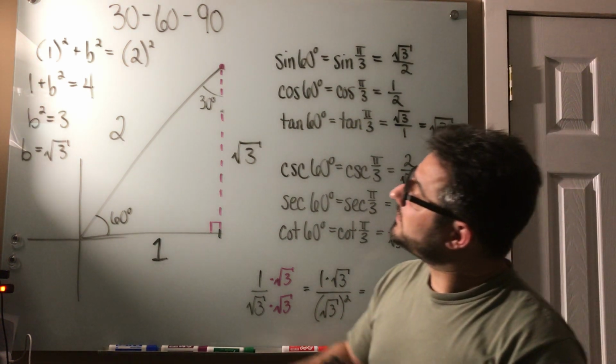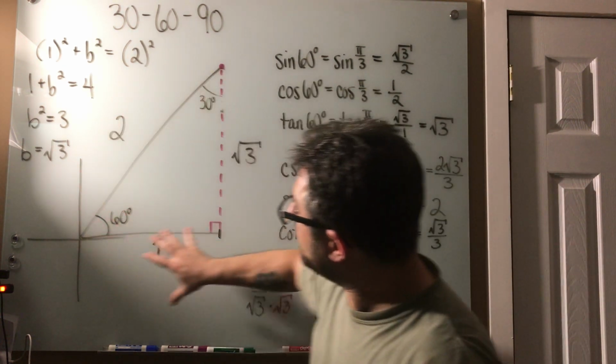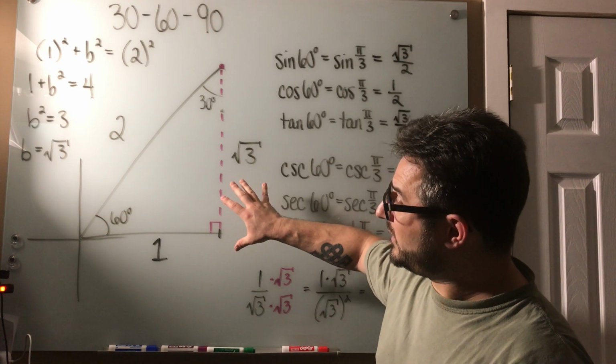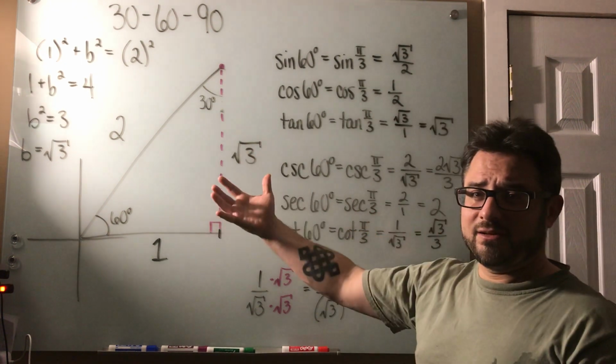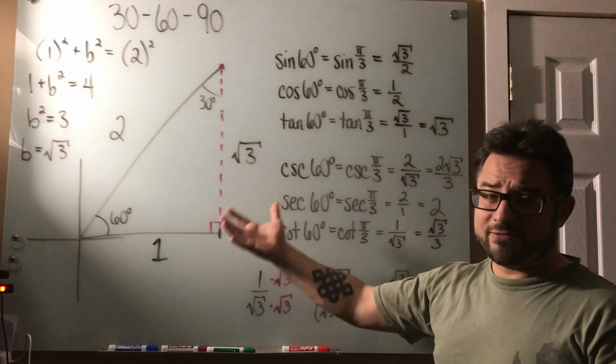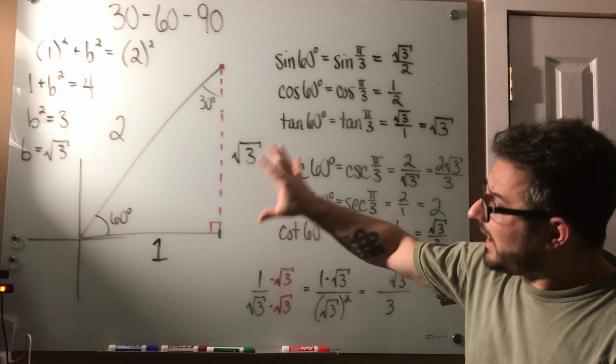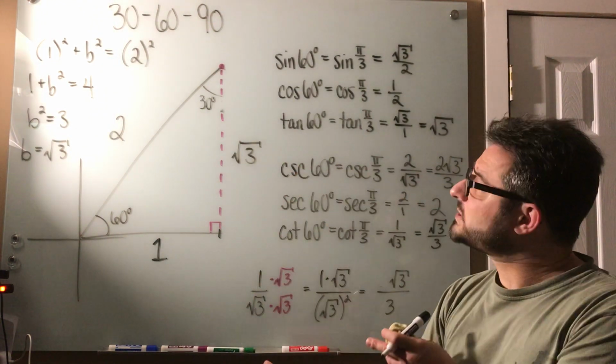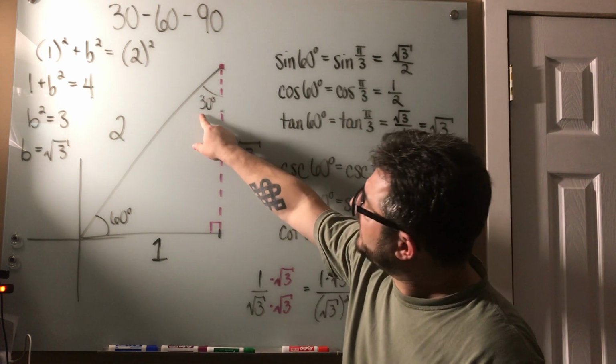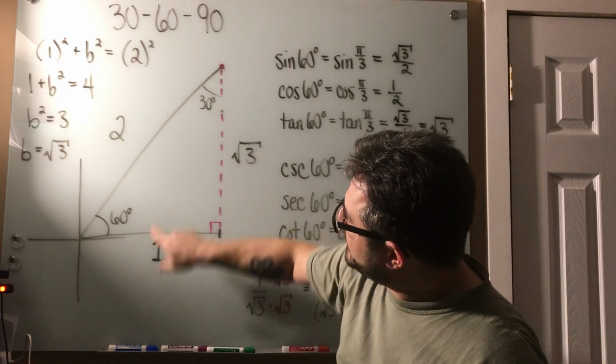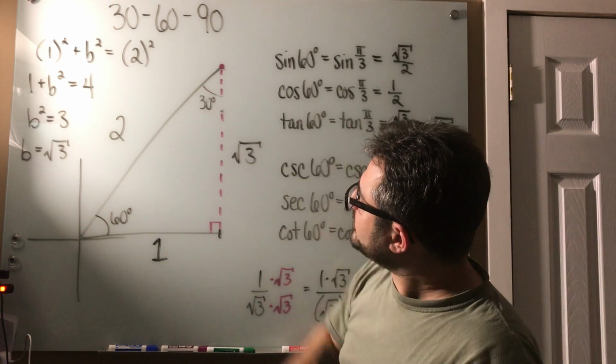So what I'm going to do is redraw this triangle. We don't need to derive it from the equilateral. We got everything we need. We just need to reposition it. So we just have to remember that the 1 is opposite the 30 degrees.